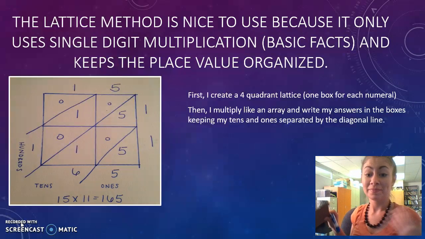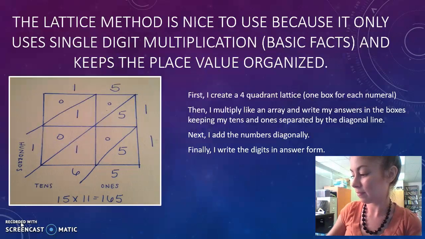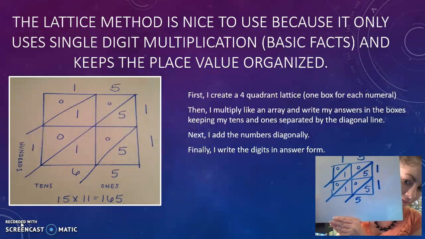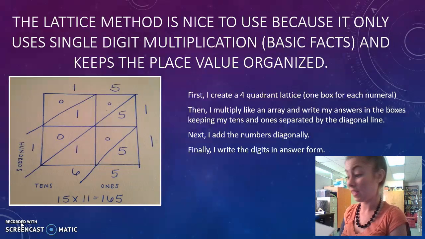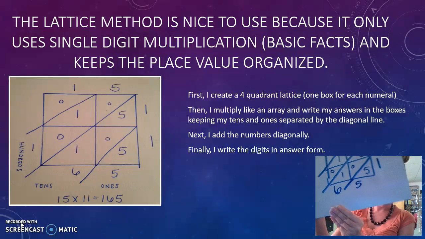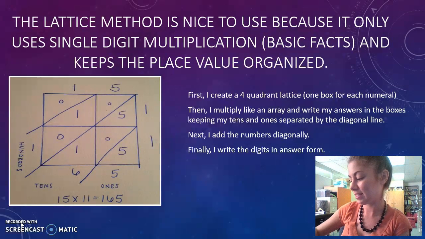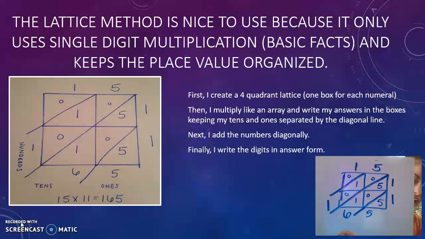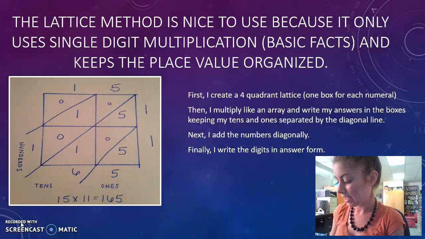All right. The next step is to add the numbers diagonally. So 5 is all by itself there in this diagonal, so I'm just going to put 5. In the next diagonal, we have 5 plus 1 to give us 6. The following diagonal is 0 plus 1 plus 0, which is 1. And the top is just a 0. So if I write my answer, it's 0,165.